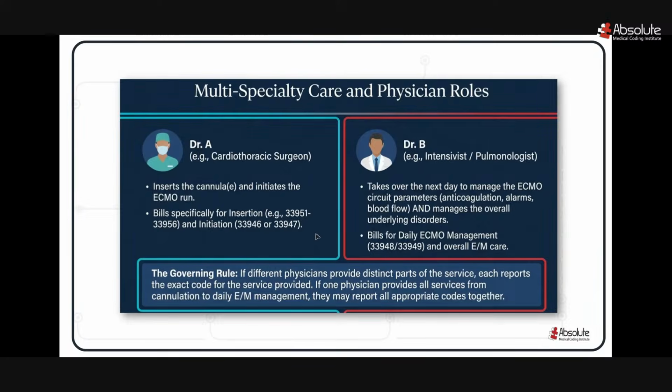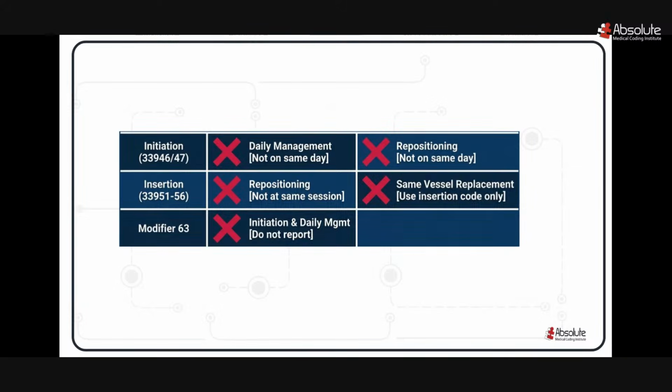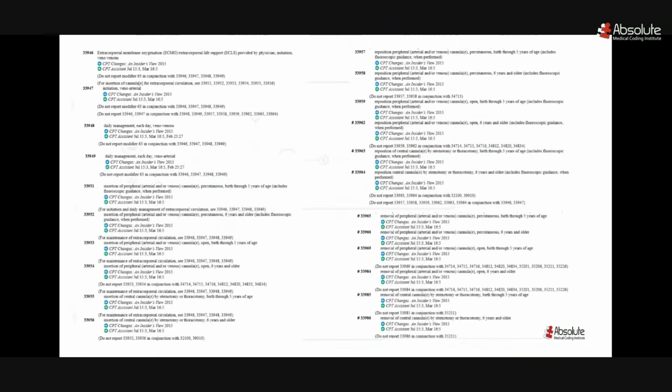Now, these are again some of the guidelines which you should remember. With the initiation code, you will not be reporting the daily management and the repositioning performed on the same day. You will only report the initiation codes. And with the insertion codes, you cannot report the repositioning and replacement. You will only report the insertion procedure. Finally, the 63 modifier should not be applied with initiation and daily management services. So these are some of the guidelines.